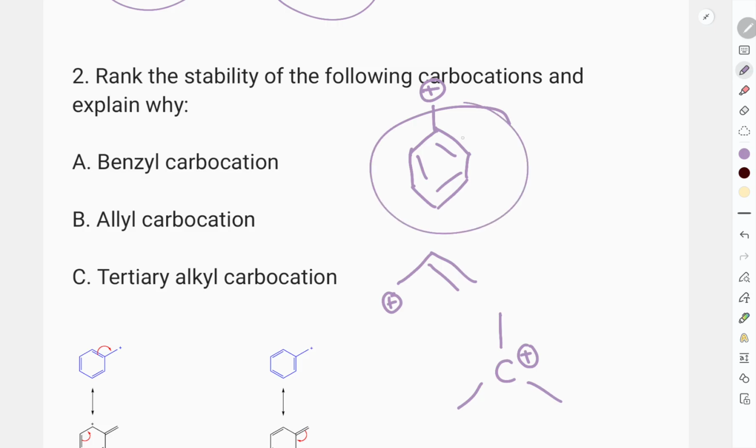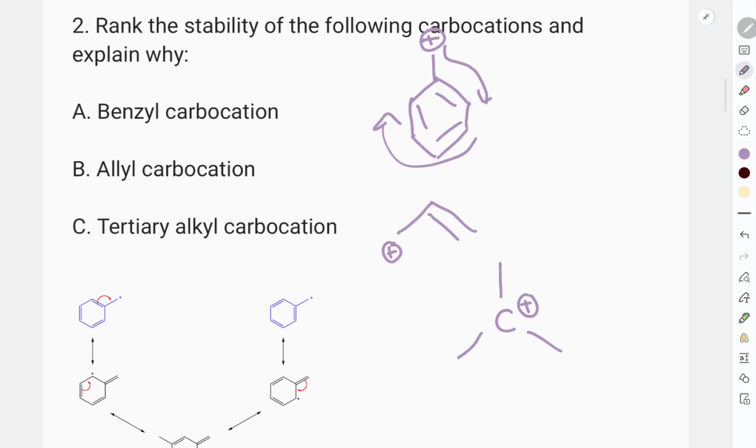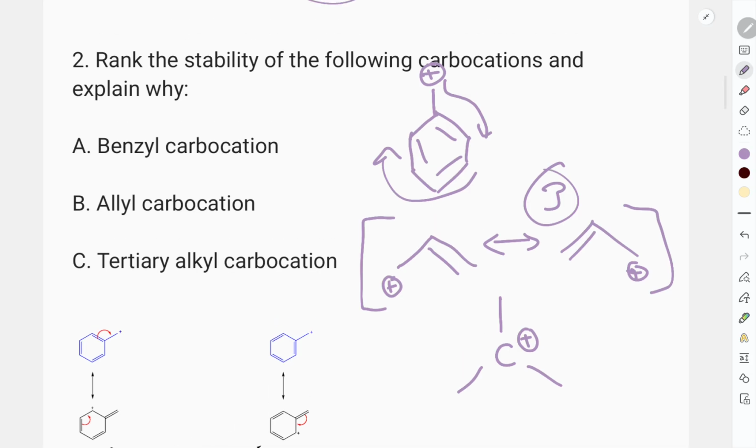So benzyl has a benzene ring, and benzene rings are extremely stable. They are very, very nice for resonance because we can delocalize charges over this entire ring. For allyl, like in the first problem, it has 2 structures. It looks like this, and it's delocalized over 3 carbons. Now the benzyl will be more stable than the allyl carbocation because this is only delocalized over 3 carbons, and this is over this entire ring.